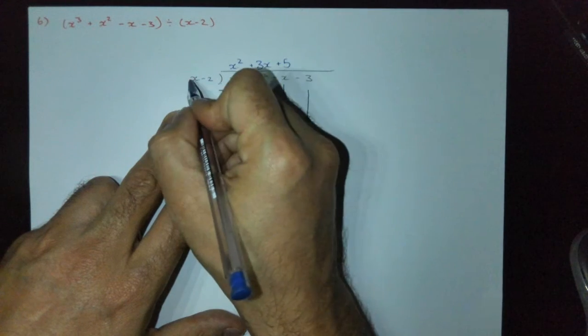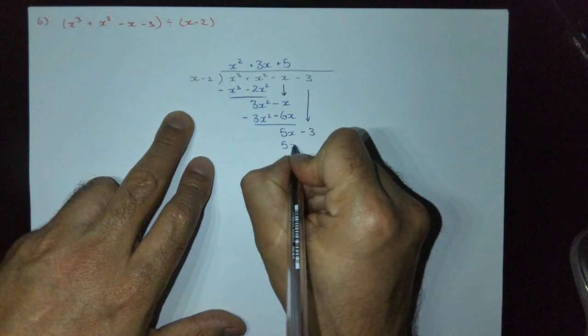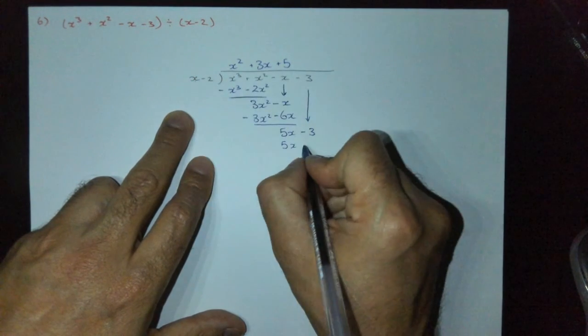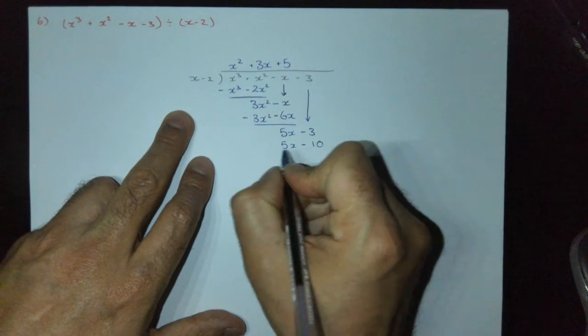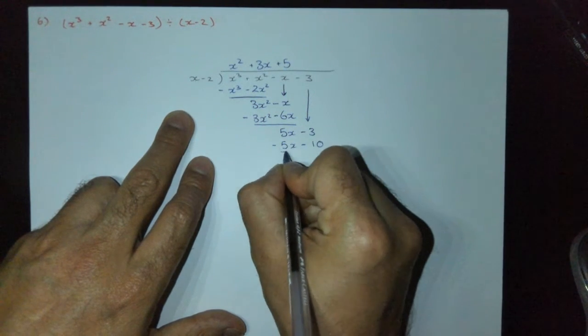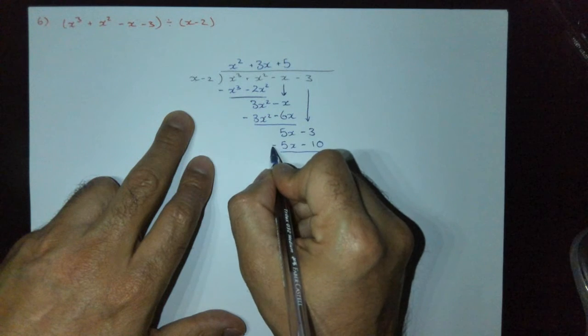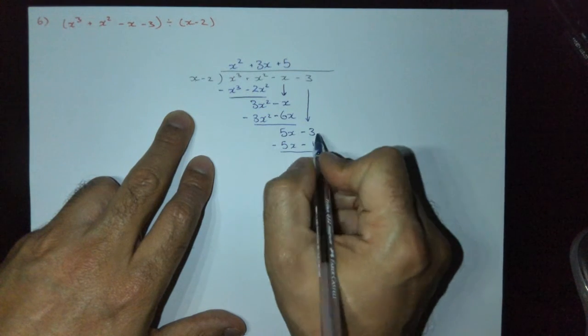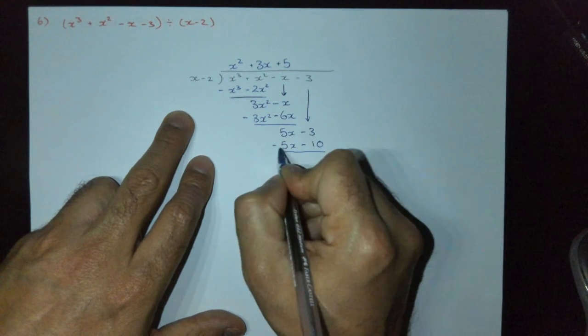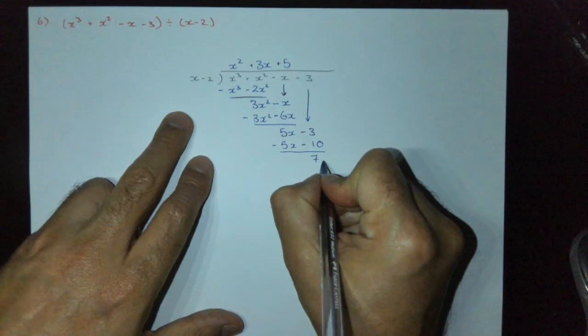So 5 times x is 5x. 5 times negative 2 is negative 10. And I subtract them together. So 5x minus 5x disappears anyway. Negative 3 plus 10 is 7.